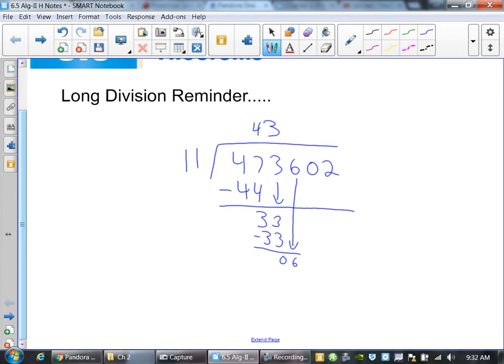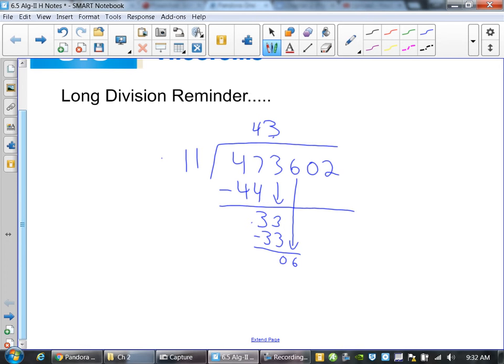When you learned long division, you sometimes had to use zeros. Where do you get the 3 up top? I dropped the 3. You dropped the next value. 47 minus 44 is 3. Drop the next number, happened to be a 3. Then you're asking how many times does 11 go into 33? Well, it goes in 3 times. So I put it up here. Subtract out, I get 0.